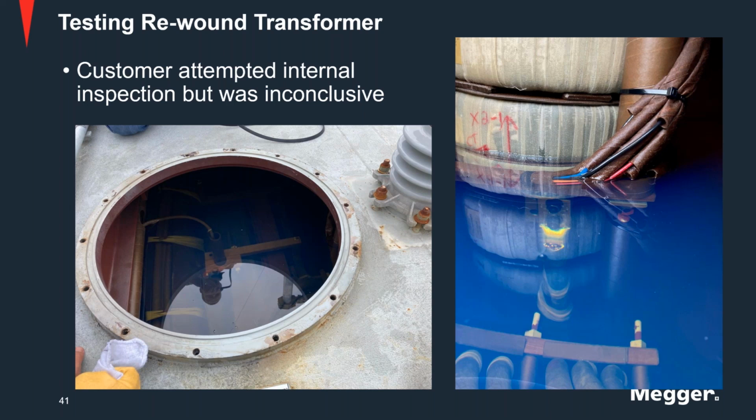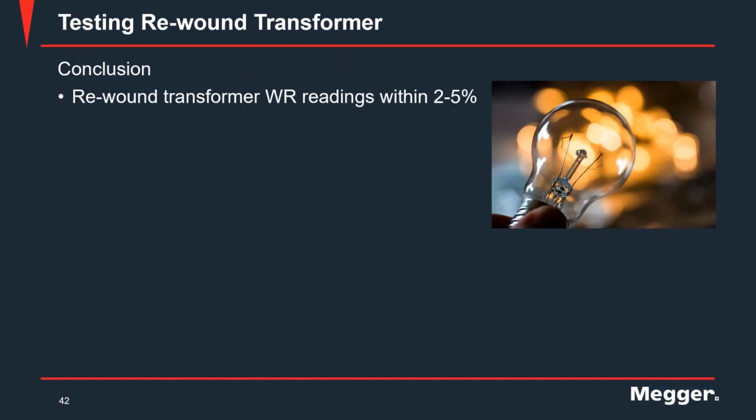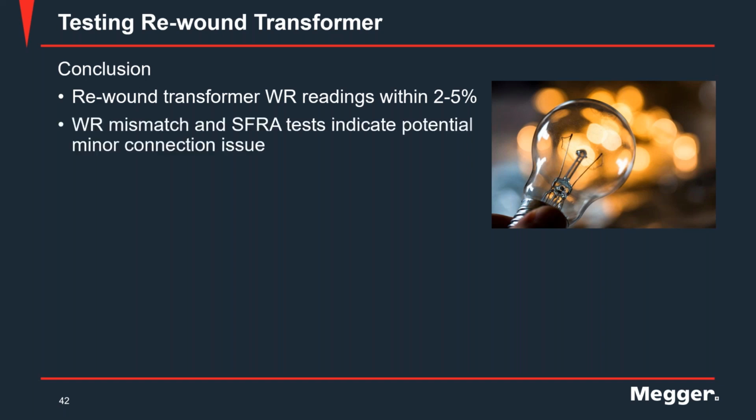Now, of course, it's an important point to discuss here that although this internal inspection was not very conclusive, we still tried to look at the measurements. We tried to analyze the winding resistance measurement. We even performed some comparative testing using other testing techniques to corroborate if there was an issue going on. So in conclusion, we had a rebound transformer whose winding resistance readings were within 2 to 5%, and the winding resistance mismatch and SFRA test indicated some potential minor connection issues.